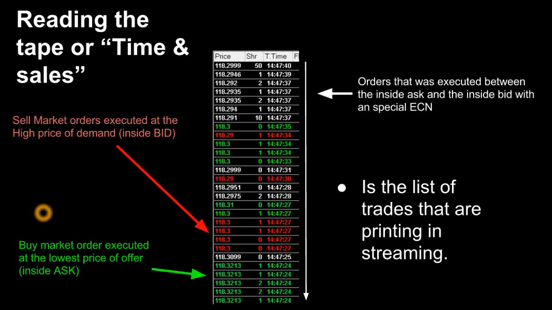Okay, this is really important, and I hope you understand level 2 because this is related to that. As you can see, we have 3 colors on the time and sales. And what is the time and sales in the first place? It's the list of trades that are printing in streaming. The list of trades that are executing, at which price, with the volume and the exact time of that execution.